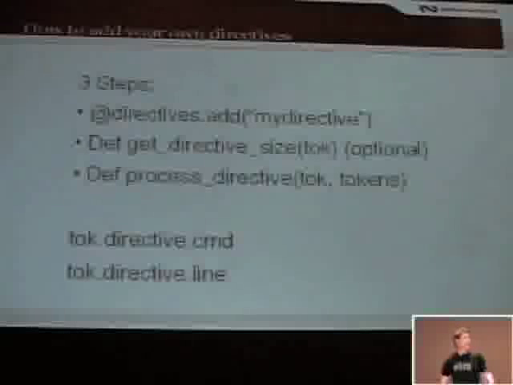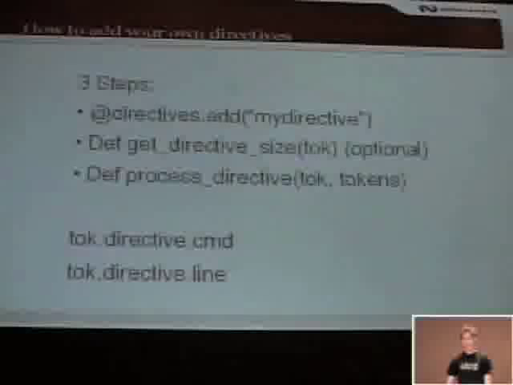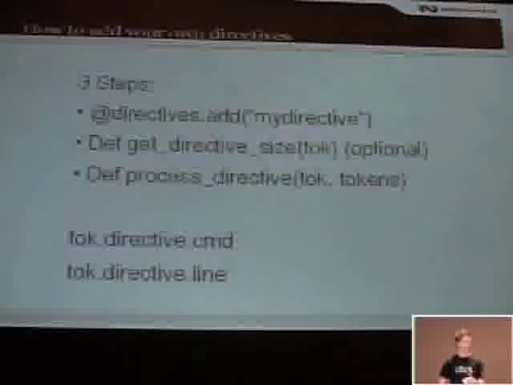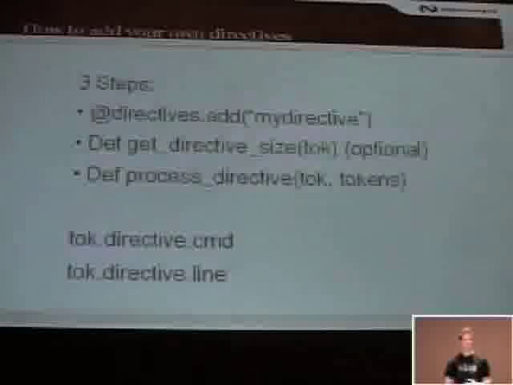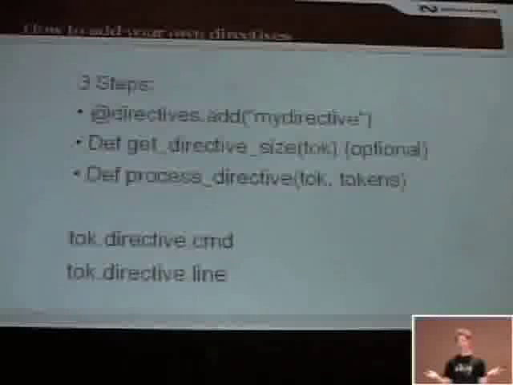So adding your own directives, I put 3 steps. It's really 2, unless you want to inject code. Because you're just telling your compiler something, you may just want it to make a note of it and keep going. In that case, you only need 2. All you have to do is an add, and give it a string. That's it. Once you've done that, like my directive, your compiler now supports .myDirective.